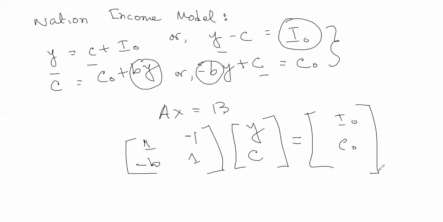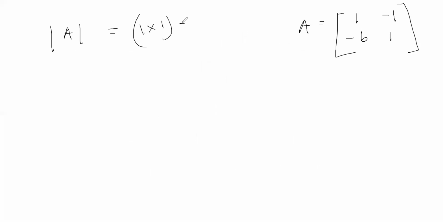Okay, now as you can see, this is a 2 by 2 matrix, and we would like to identify the determinant of matrix A. As you have seen, matrix A consists of 1, minus 1, minus B and 1, right? So over here, to identify the determinant, you will do 1 into 1 minus minus 1 into minus B. We know that minus minus becomes plus, and here 1 is 1. So 1 minus B is the determinant value.